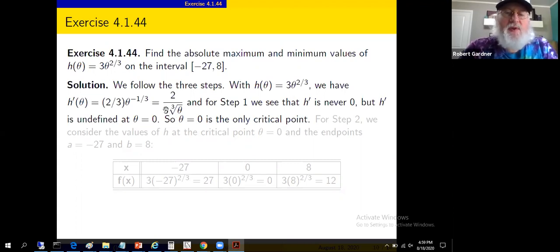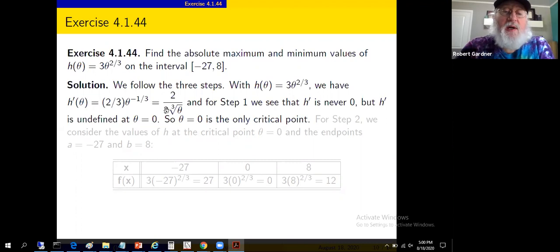But we get the derivative to be, I'll just cover it up for a second, 2 over the cube root of theta. We got a theta to the negative 1/3. How about I write that as a cube root of theta in the denominator? So we get 2 over the cube root of theta. All right. Is that 0 anywhere? The only place it could be 0 is where the numerator is 0. The numerator is not 0. It's too busy being 2. So the derivative is never 0.